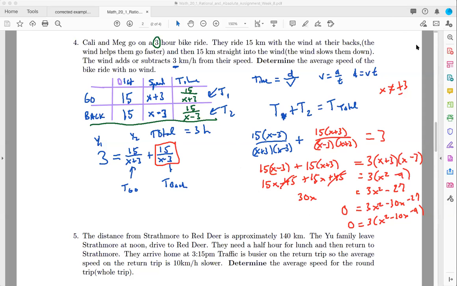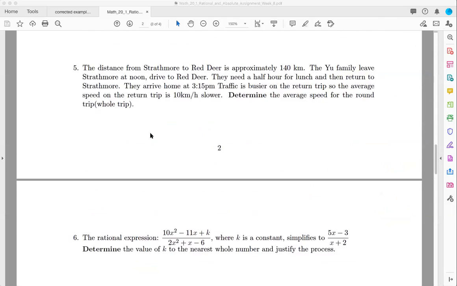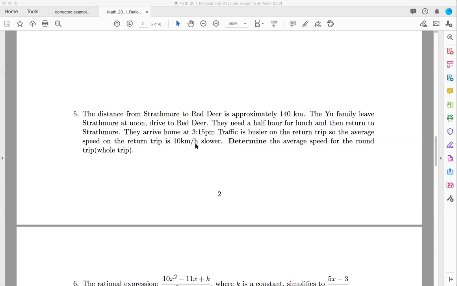Okay, so let's take a look at our next question here. I'll leave this one for you to work on. Here's one of the things. If they stop half an hour for lunch, that's not included in the time that they are traveling. So you'll have to take off the half an hour that they spent at lunch.